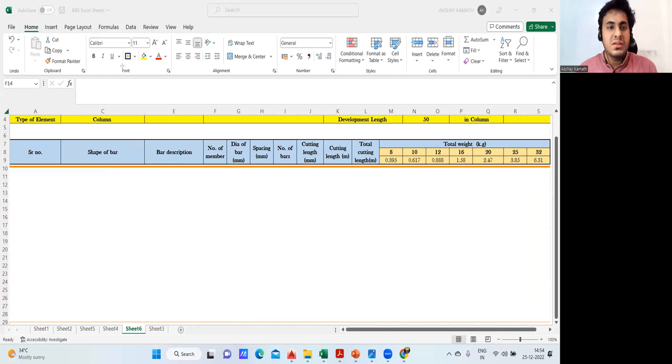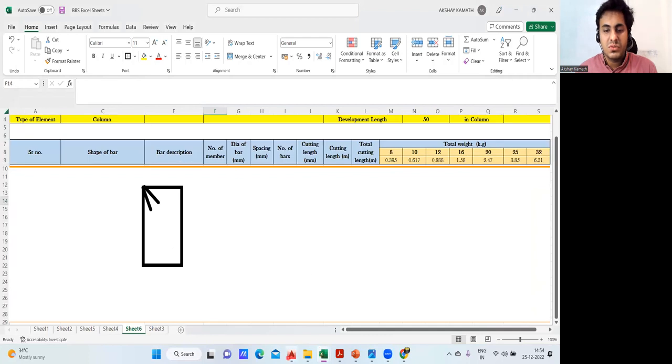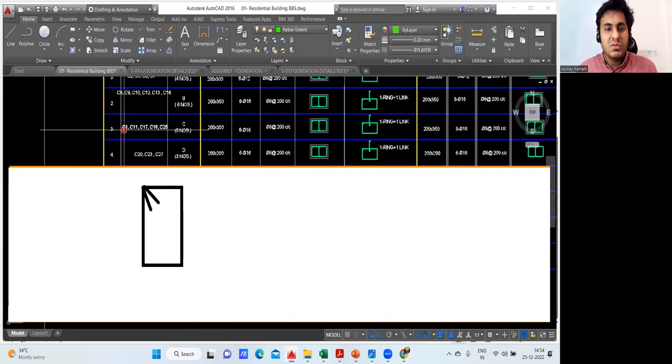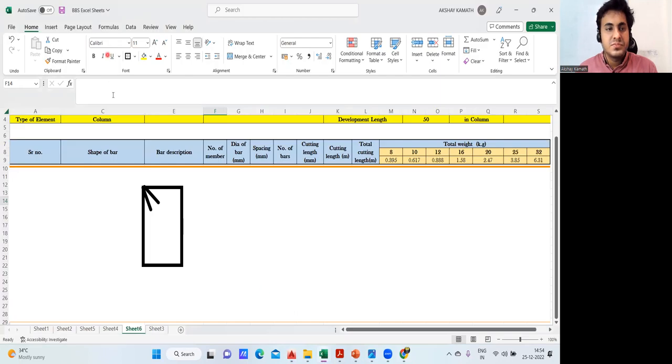Okay, now let us consider I have a column. I have lateral ties. This is a lateral tie, what we usually put, and the size of that is given. Here the column size is given. Let me check what the column size was. The C1 column was 200 by 350. Okay, I'll write it. So the column size was 200 by 350.